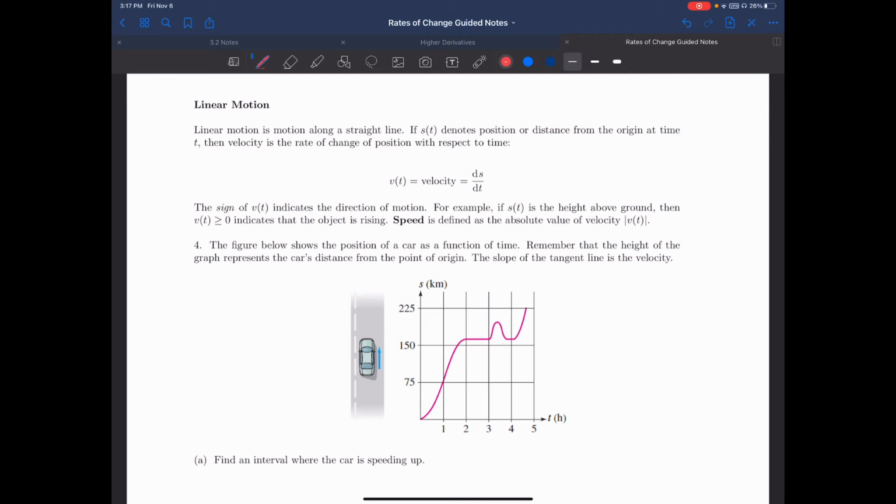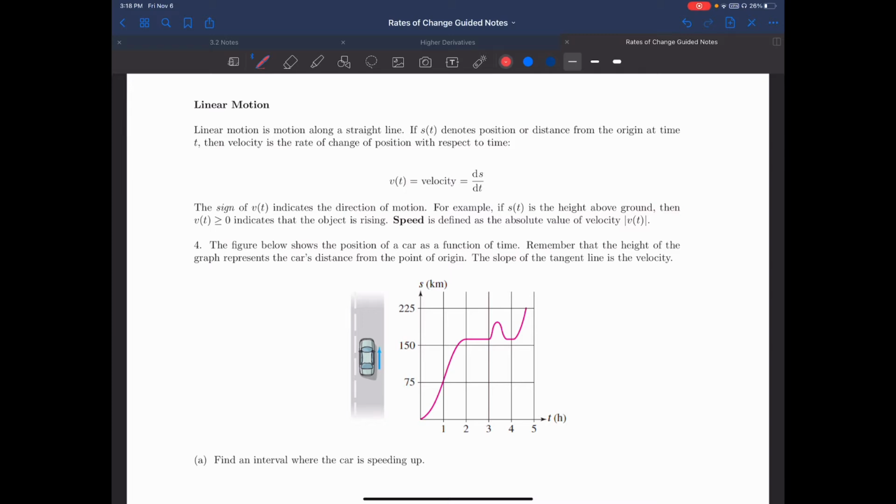So with rates of change, we start to get into some more application-based problems. And so one of the big things we work with is linear motion. So linear motion is motion along a straight line. So if S of t denotes the position or distance from the origin at a time t, then velocity is the rate of change of position with respect to time. So if you have a position function S of t, and you take the derivative, then that will be velocity, which is ds/dt.